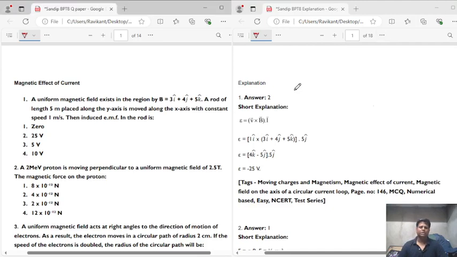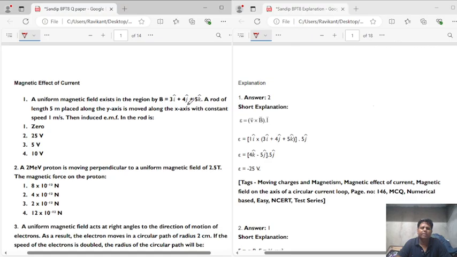This is Ravikant, your physics teacher, and the question paper which we are going to discuss today is the question paper for BPT 8, which is of magnetic effect of current and magnetization, right? So the very first question we are going to discuss today is question number 1, which says that a uniform magnetic field exists in a region given by B = 3i cap + 4j cap + 5k cap. A rod of length 5 meter placed along the y-axis is moved along the x-axis with a constant speed of 1 meter per second. The induced EMF in the rod is.